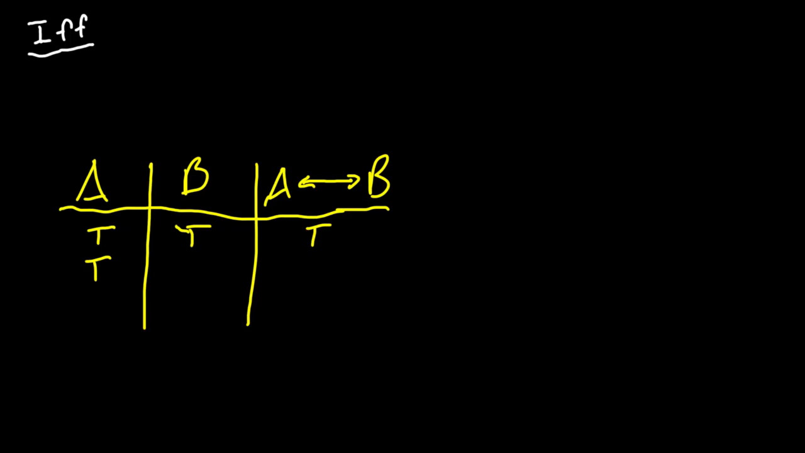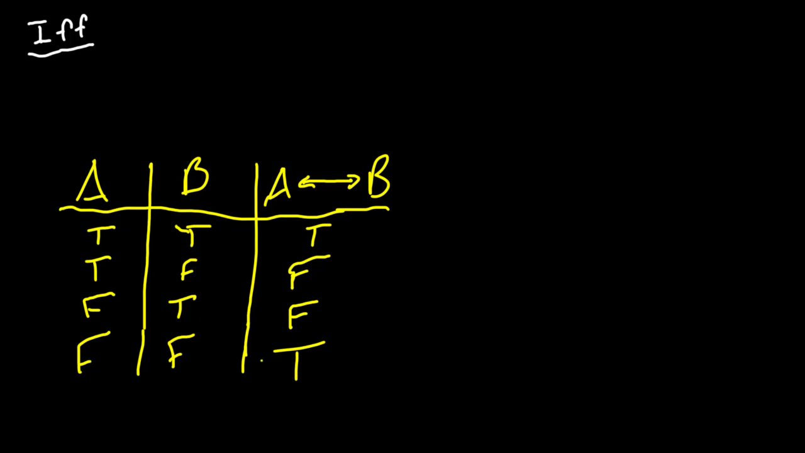Now, if A is true and B is false, then we can't say A if and only if B. A will not imply B and B will not imply A, so we're going to say that this is false. Likewise, if our A is false and our B is true, we don't have the same thing going on here, so they will not imply each other. So A if and only if B is also false. Now what if they're both false? If A is false and B is false, then our A if and only if B is going to be true, because they're both false.